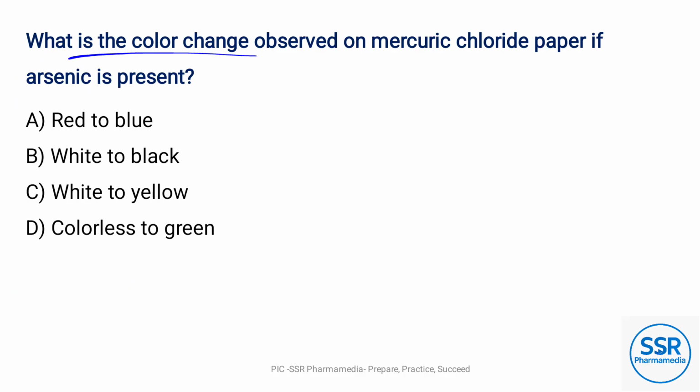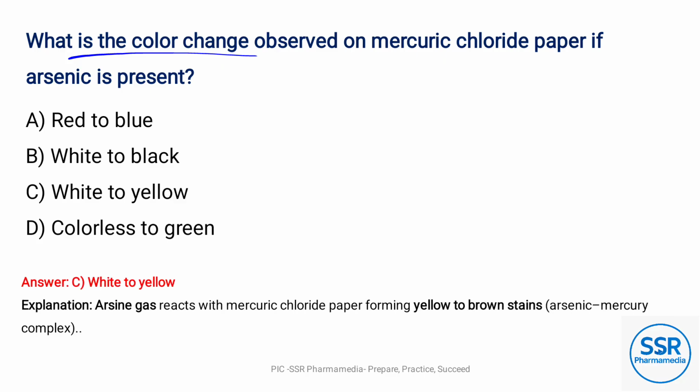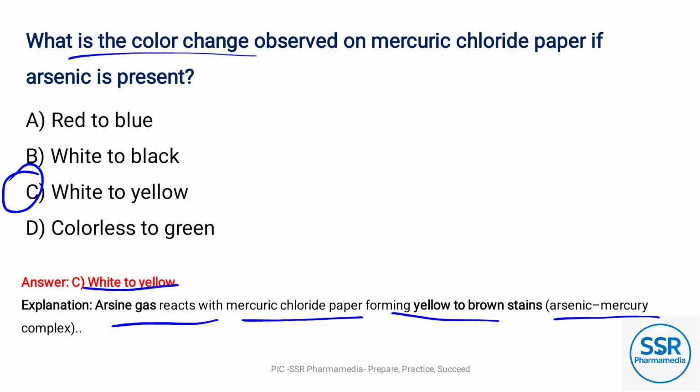What is the color change observed on mercuric chloride paper if arsenic is present? The answer is option C, white to yellow. White to yellow or brown. Arsenic, so white to yellow is the correct answer. Arsine gas reacts with mercuric chloride paper forming a yellow to brown stain due to the formation of an arsenic mercury complex.